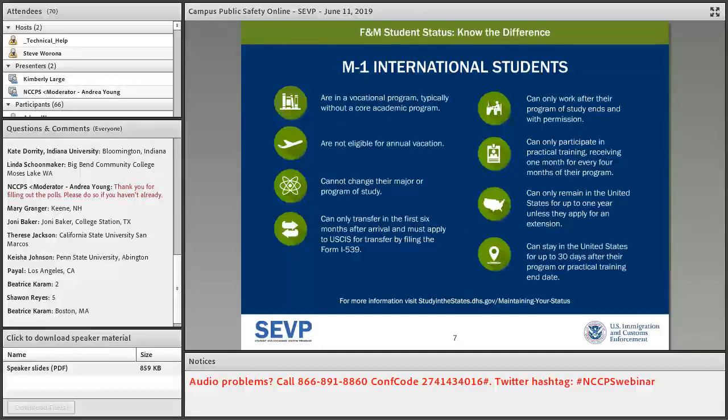So then we've got M1 students. These are primarily your vocational students. So a lot of our flight schools would be M1 students, cosmetology schools, dog grooming schools. There's really quite a variety of M1 schools across the nation. These students, some of the big differences would be that they are admitted to the United States for up to a year at a time, or for the duration of their program, which might actually be shorter than a year. If they need to stay longer than a year, they would have to apply and pay for an extension to stay.